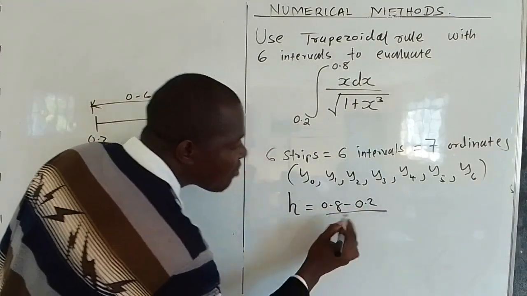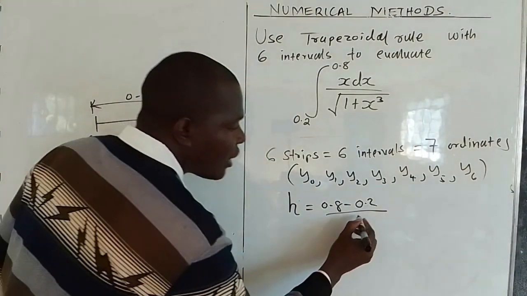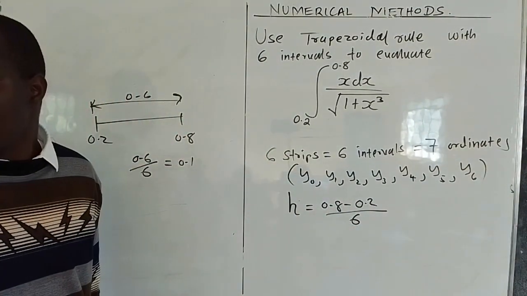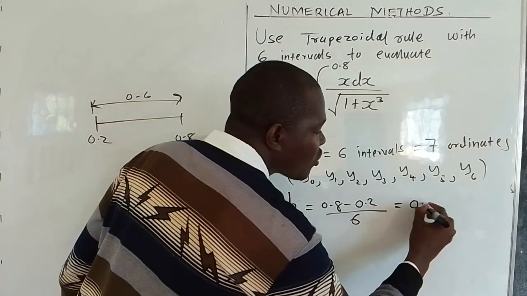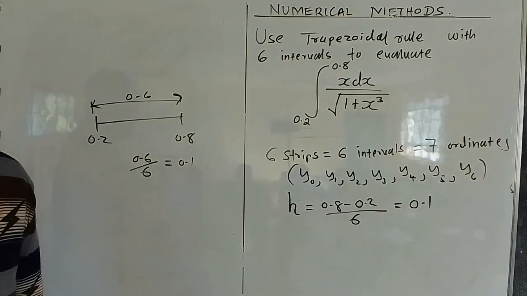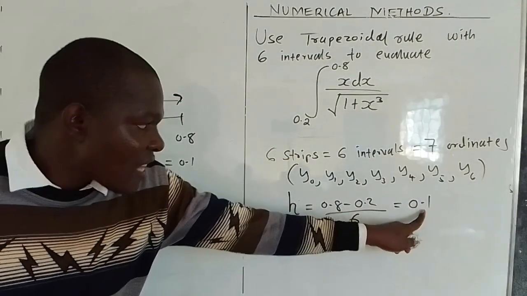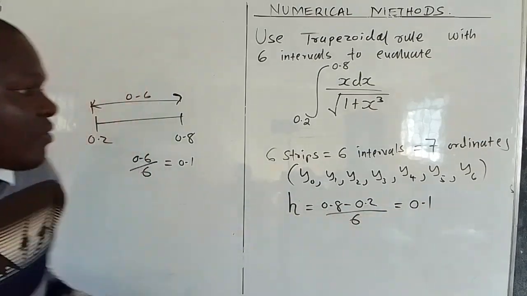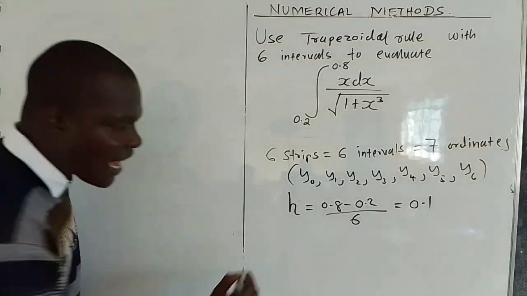minus 0.2 divided by the number of intervals. How many intervals do you want? Divided into 6 equal parts. So each interval, the size of each interval, is going to be: if you divide into 6 equal parts or 6 equal widths, you get your 0.1. So you found h.